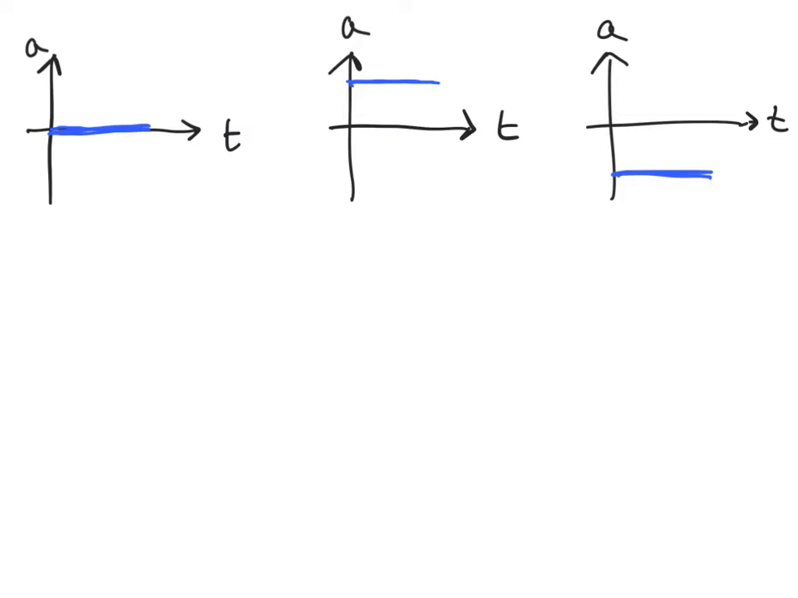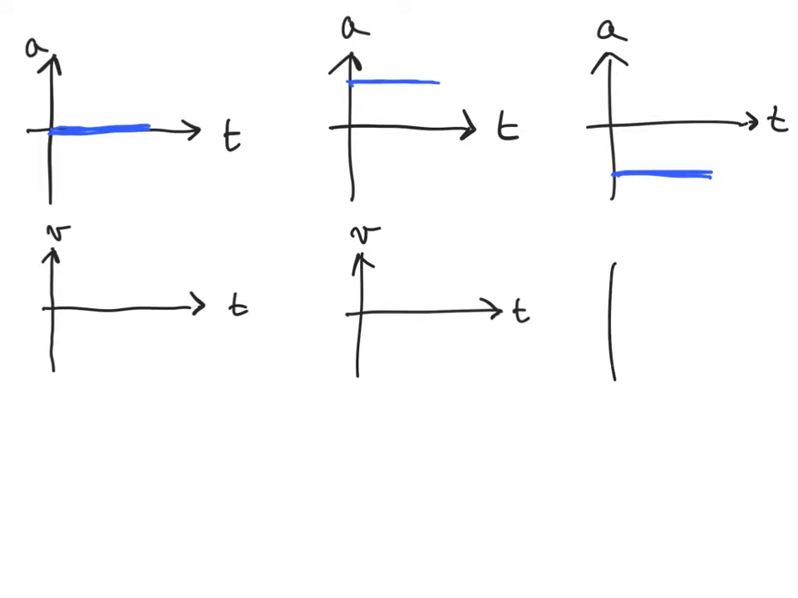So what would these three graphs look like or how would we translate these into a velocity time graph in each case? And then later we'll do position time graphs. So we're just translating these into velocity time graphs. Okay, so let's start with the first one here.